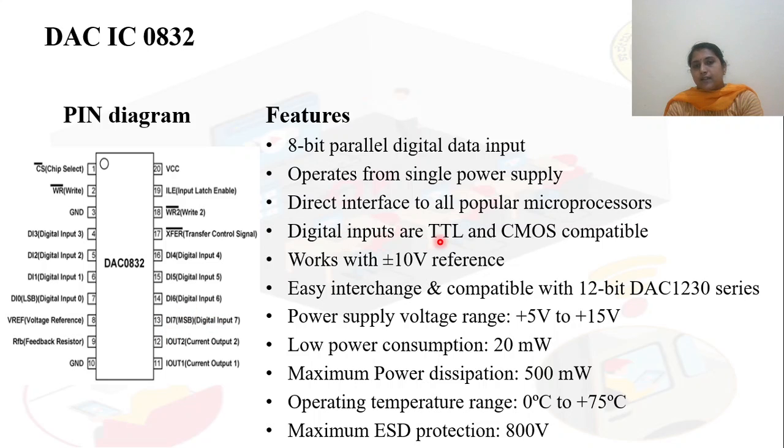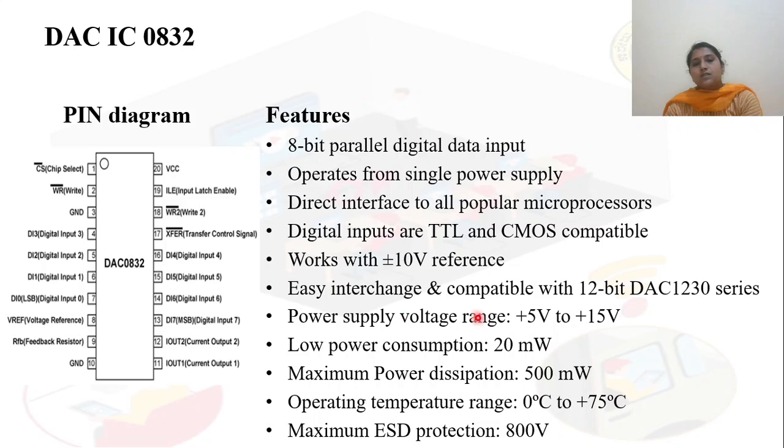Digital inputs are TTL and CMOS compatible. All the digital inputs are TTL and CMOS compatible. Works with plus or minus 10 volt of reference voltages. Easy interchange and compatible with the 12-bit DAC 1230 series. So this 8-bit DAC is compatible with the 12-bit DAC 1230 series, and we can easily interchange this DAC IC 0832 with the 12-bit DAC 1230.